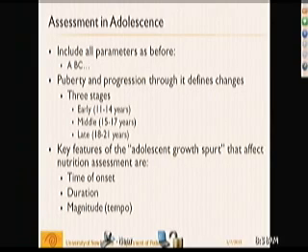So when we assess nutrition needs in adolescence, again, we're going to include all those parameters that we included in younger children, so the ABCs. However, the thing that's really, really critical in adolescence is puberty. So puberty and its progression through puberty defines the changes that we see in nutrient needs in adolescence, depending on where they are. So there are 3 major stages of puberty in adolescence. One, early adolescence, which is 11 to 14 years. Middle adolescence, which is 15 to 17 years, and late adolescence, which is 18 to 21 years.